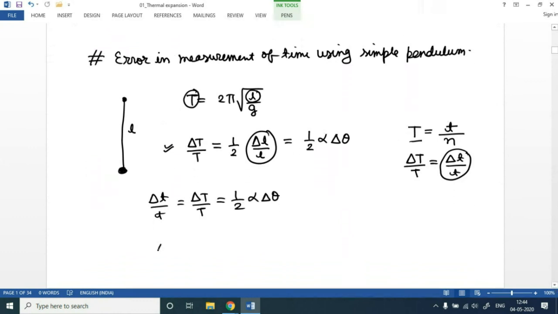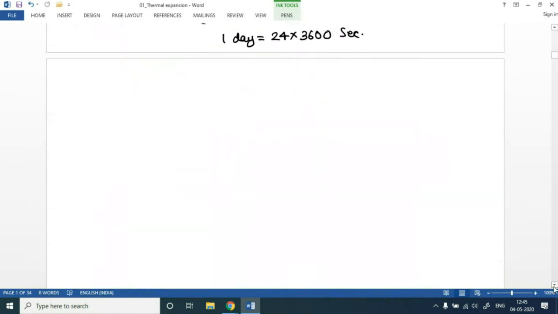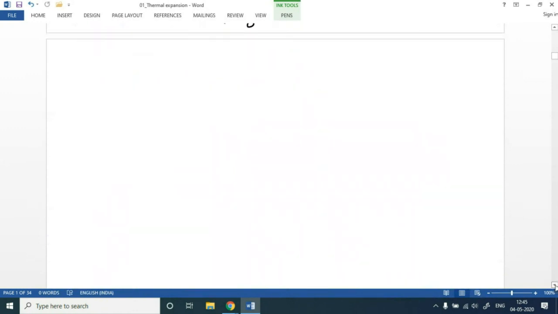So if somebody is asking by how much it will become slow, simply delta t you can find out, that is half alpha delta theta into the time for which you are finding the error. Okay, like for example, 1 day, in SI unit, if you want to find it in seconds, 1 day would be nothing but 24 hours into 3600 seconds. And the values of alpha and delta theta you must be knowing. So that is how you can solve this kind of question.